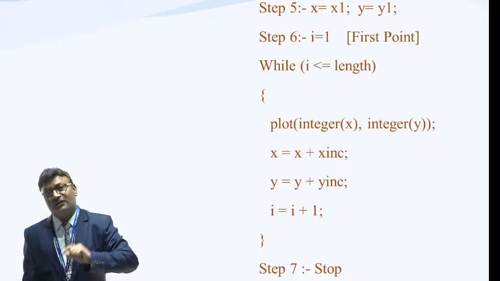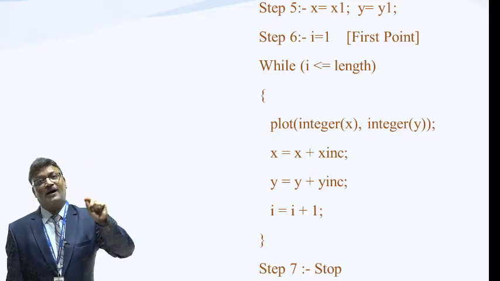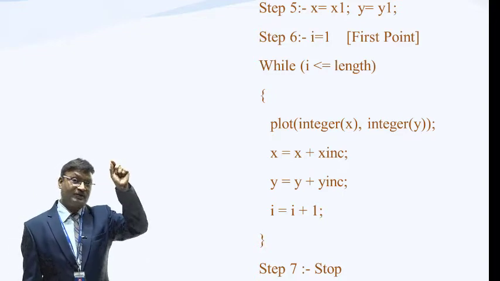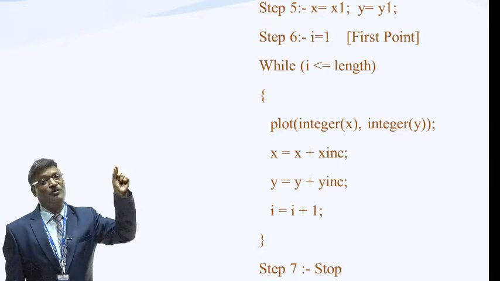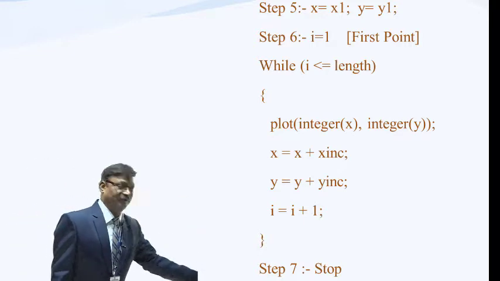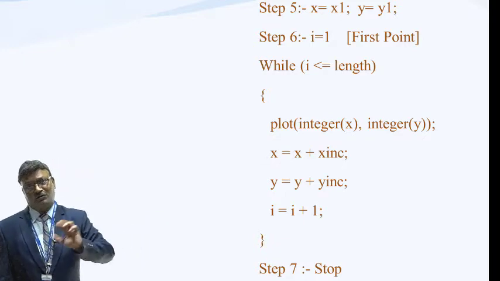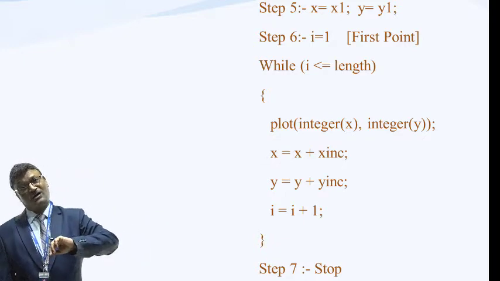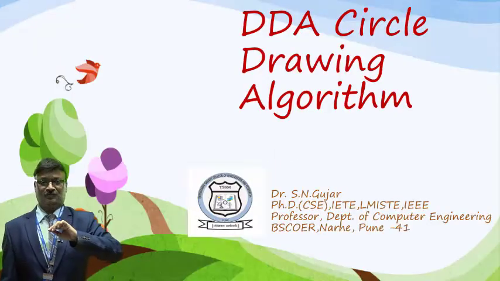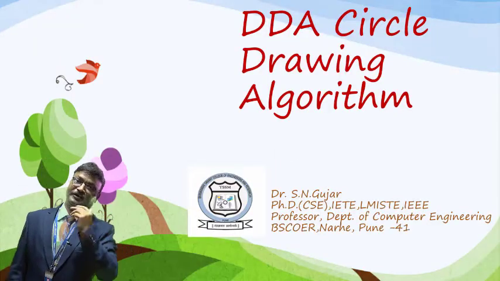And another disadvantage is what? Here I am not going to reach the exact end point of my line, that is my P2 point. So this disadvantage you have to cover in your Bresenham line drawing algorithm. Okay, so that is the next one.